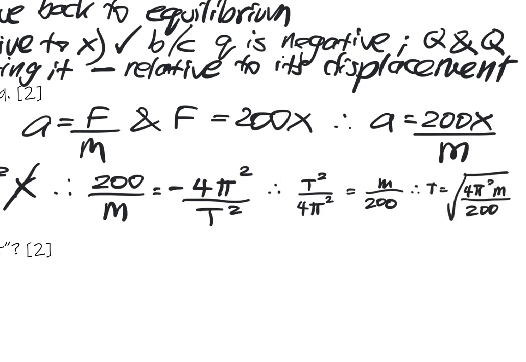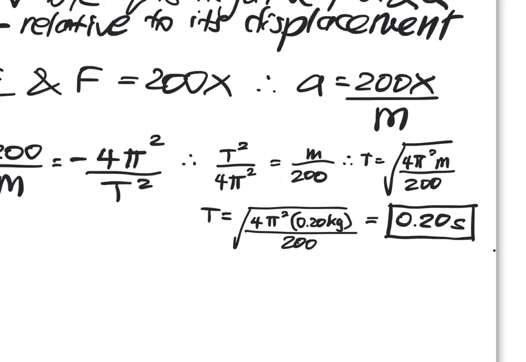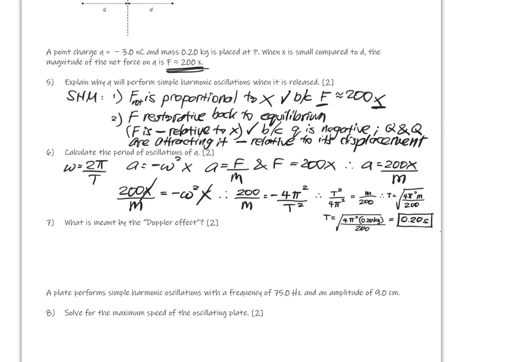So there. And so when we multiply both sides by 4 pi squared to get rid of it, and square root both sides, we get the period equals the square root of 4 pi squared m over 200. And I could probably simplify that further, but I'm not going to bother. I can just throw my mass in there and then solve for the period. And the period is 0.2 seconds.